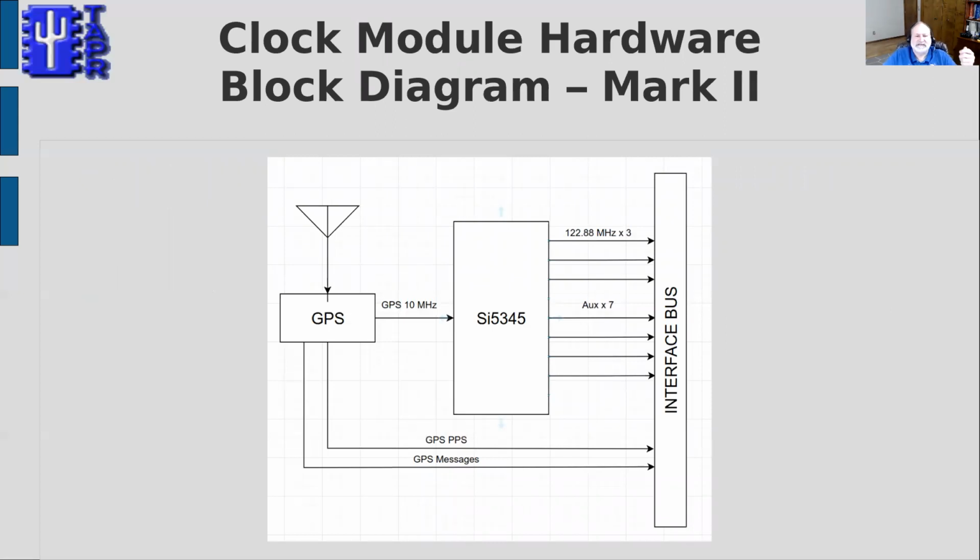Just a GPS feeding the 5345 chip, the outputs of the 5345 going to an interface connector, along with the pulse per second from the GPS, and also the serial data stream from the GPS, so that they are all made available to the other side of the bus.